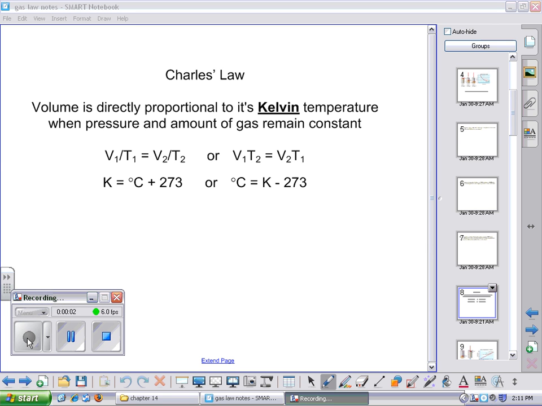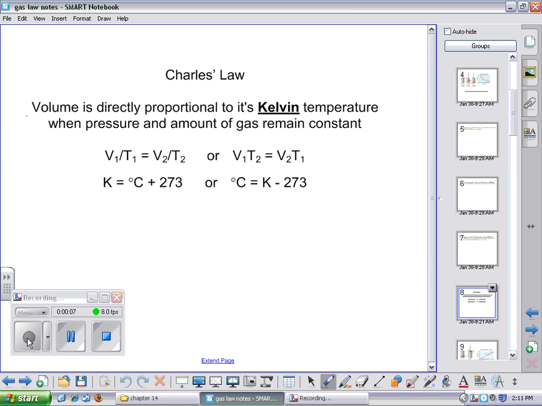All right, with this lesson, we're going to be doing Charles' law. His law says that volume is directly proportional to the Kelvin temperature. So volume and temperature have a direct relationship only when pressure and the amount of the gas are constant. If something's directly proportional, that means that when volume goes up, the temperature is going to go up. If volume goes down, the temperature goes down. So there's a direct relationship between the two of them.